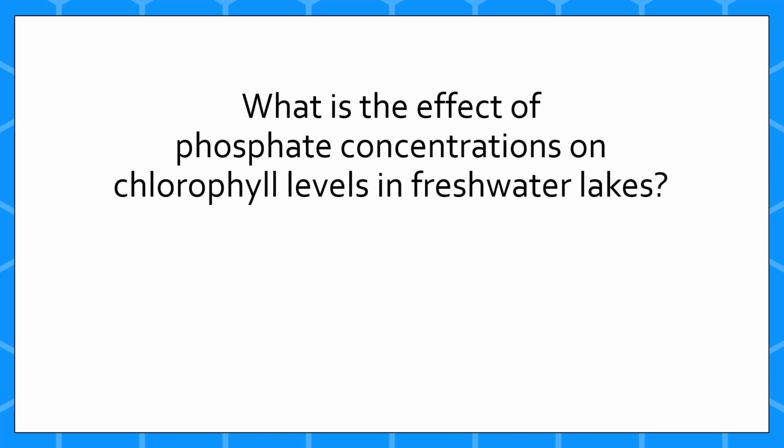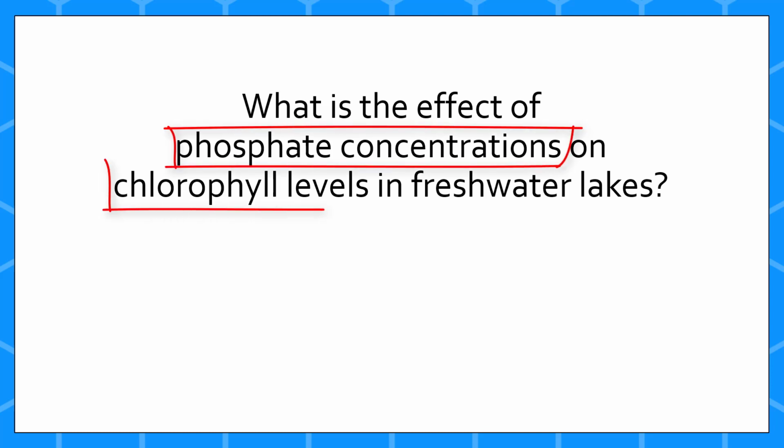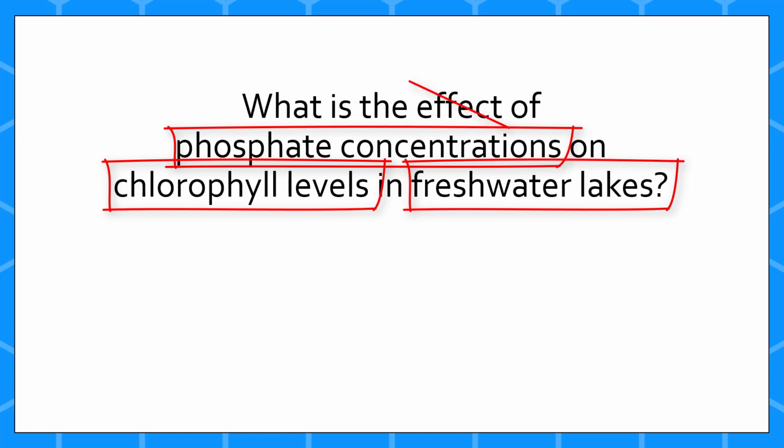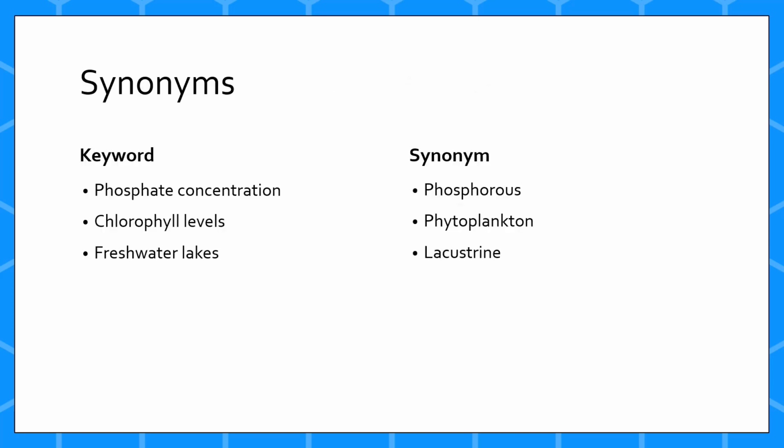To most effectively search a database, you'll need to determine the keywords in your topic. The keywords in our topic are phosphate concentration, chlorophyll, and freshwater lakes. You don't want to include connector words such as effect, as these are assumed by the database in the relationship between your other keywords.